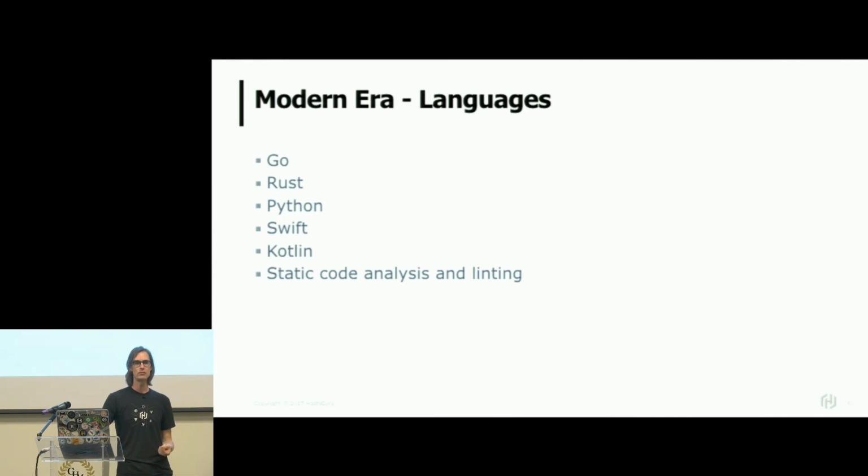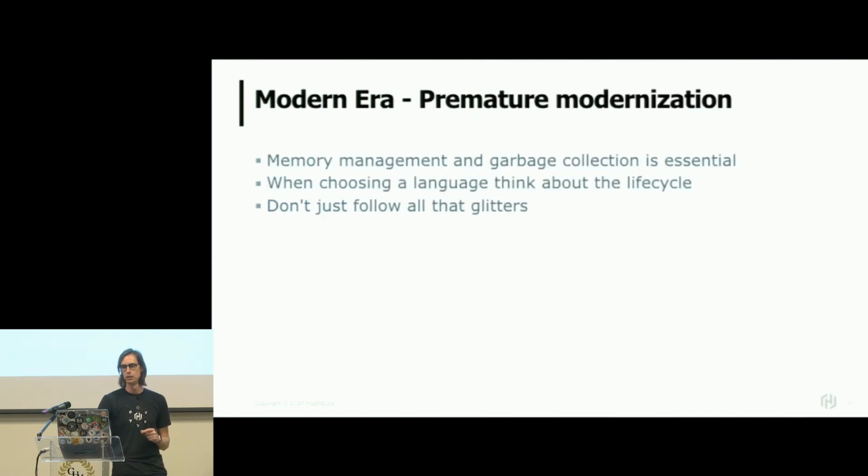But we also have concepts like static code analysis. Again, we're back on the quality. We want to raise our game. So I think things like memory management, garbage collection, they're incredibly important for us. But when you're choosing a language, you've got to think about the life cycle. You've got to think about what that means for the life of the application, not just your time working on it.